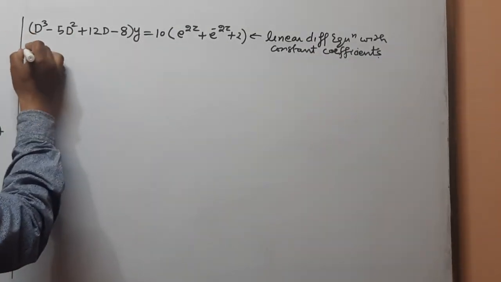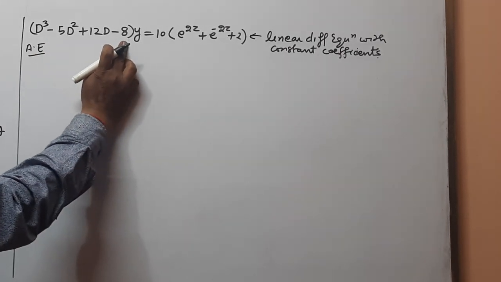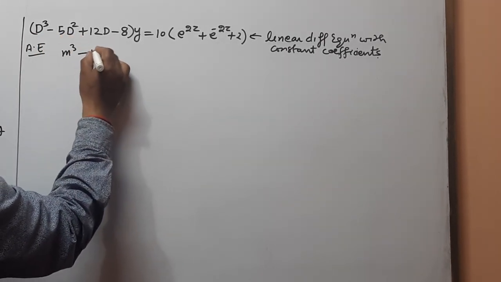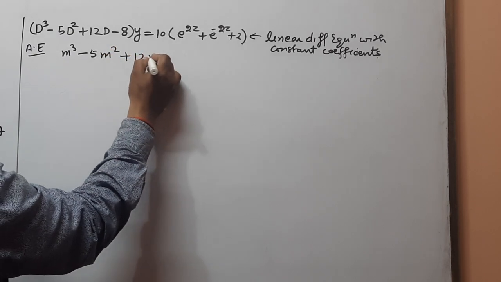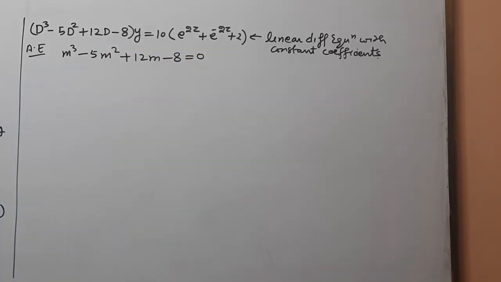Now we find the solution. First we find here the auxiliary equation. For forming the auxiliary equation we replace D by m. So this is m cube minus 5m square plus 12m minus 8 equal to 0. This is the cubic equation in m. Now we find the roots of this auxiliary equation.